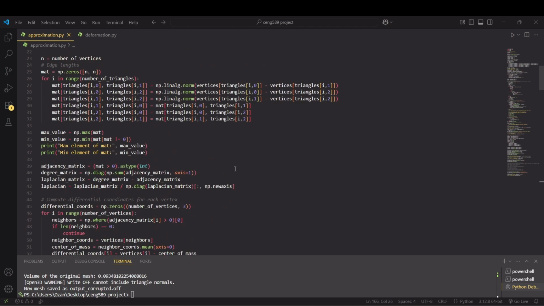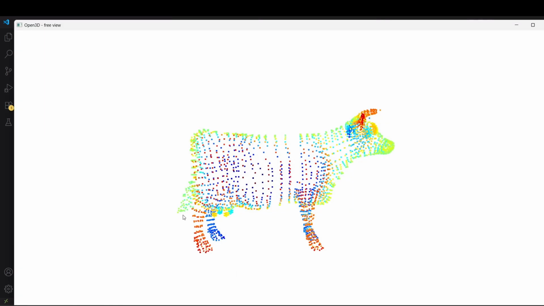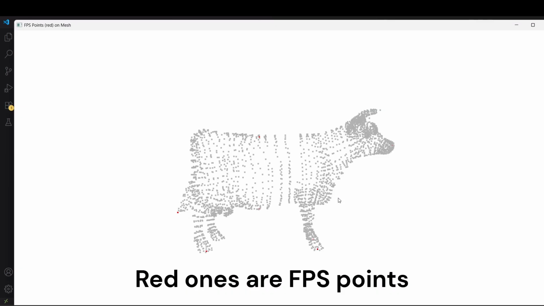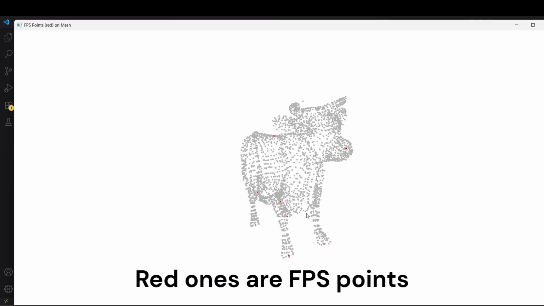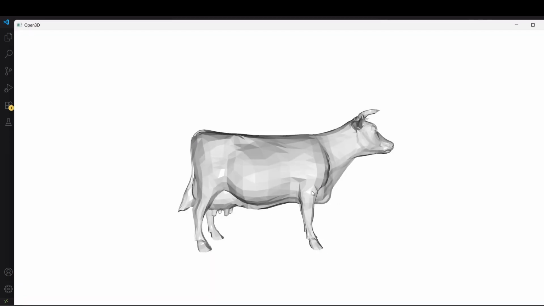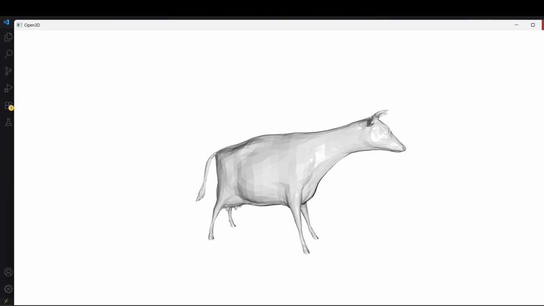Now let's run. Here are the codes for visualization and saving output purposes. So let's run the program for some parameter values. For number of samples 8 and lambda equals 0.5, I run the program. I select the tip of the tail for the first FPS point. So here are the FPS points, and this is the original mesh, and this is the resulting mesh.